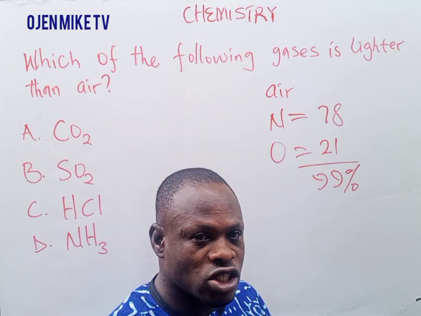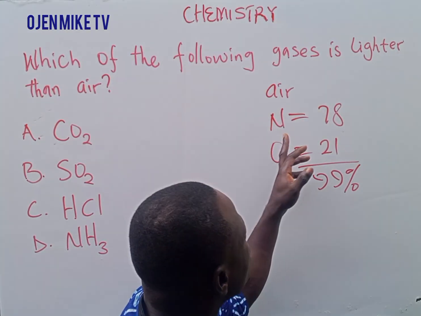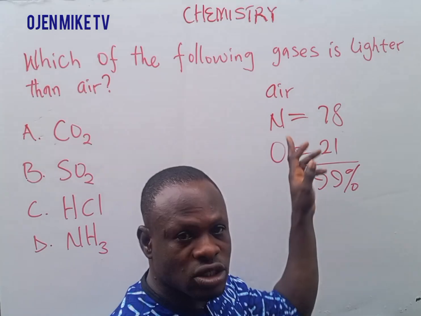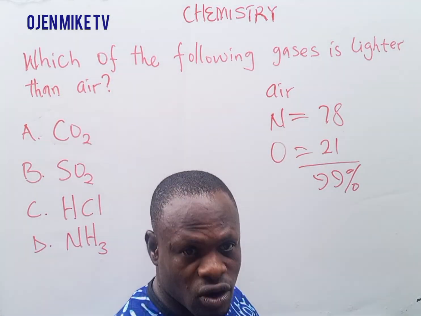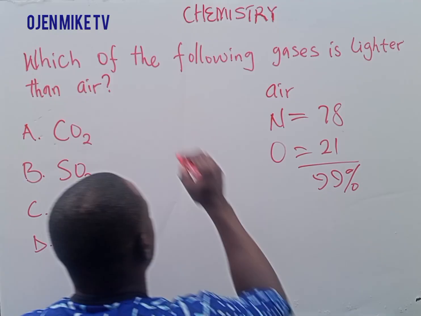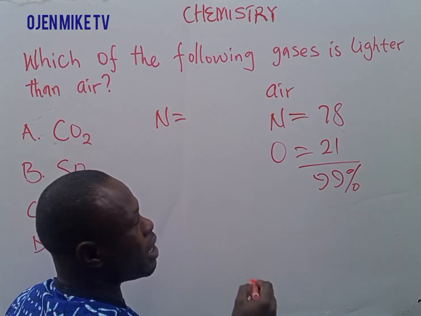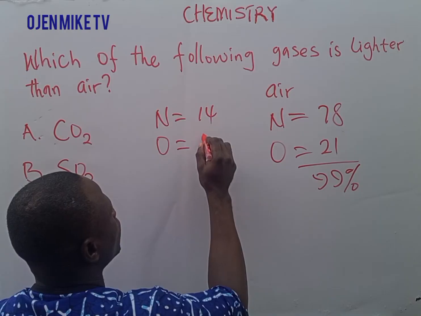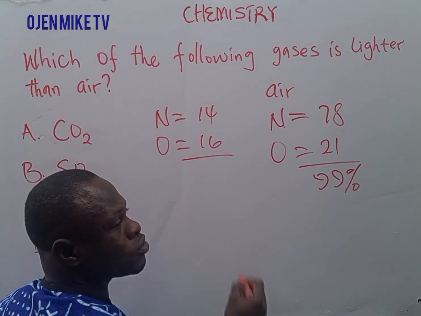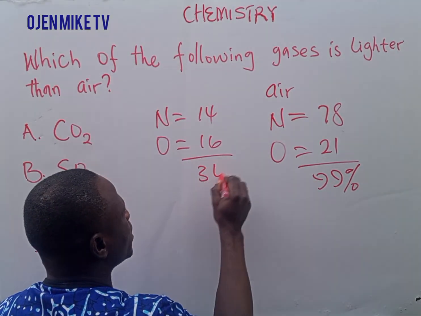Nitrogen and oxygen. Now you are going to look at the relative atomic mass of nitrogen and oxygen. Nitrogen has an atomic mass of 14. Oxygen has an atomic mass of 16. So if you add them together, it will give you 30.